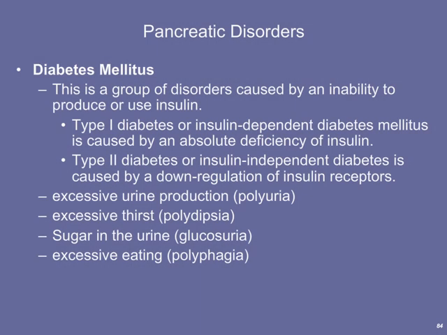Signs and symptoms of diabetes mellitus include excessive urination, known as polyuria, excessive thirst, known as polydipsia, and also sugar in the urine, otherwise known as glucosuria. In some individuals, they will actually be ravenous, known as polyphagia. Diabetes mellitus can lead to serious complications such as loss of circulation, loss of vision, and kidney disease.